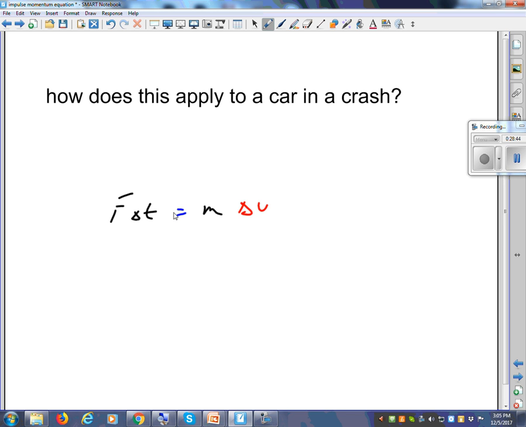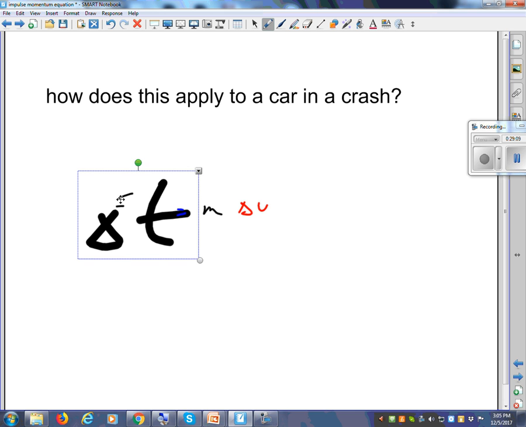Does the mass of the car stay the same? Does the change in velocity of the car stay the same? If it's got to go from 100 kilometers an hour to stop, the change in velocity is the same, right? So I can't change what's on the right-hand side in a car crash. But I can extend the time, and to keep the whole equation balanced, if I make the time so much bigger, then that does what to the force? Makes it smaller, which means you are more likely to survive the crash.